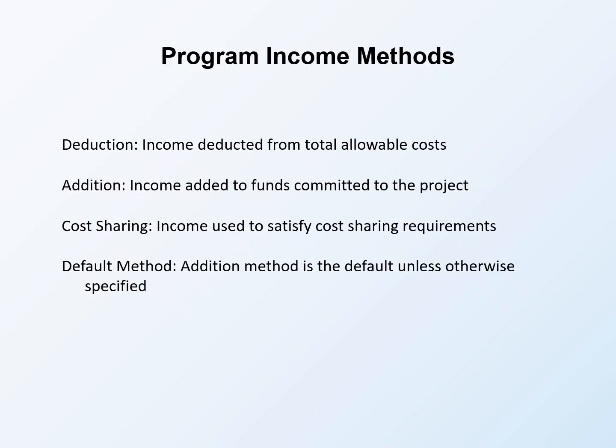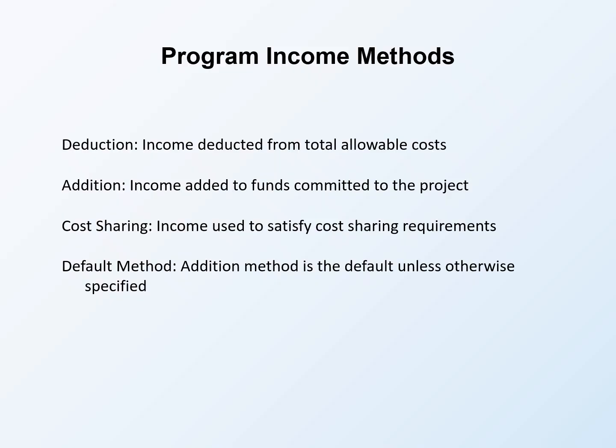Federal regulations provide 3 methods for handling program income. Understanding these methods helps you apply the correct treatment to revenues your project generates. The deduction method subtracts program income from total allowable costs charged to the award. If your project has $1 million in allowable costs and generates $50,000 in program income, you would charge only $950,000 to the federal award. The income reduces the federal share of costs.